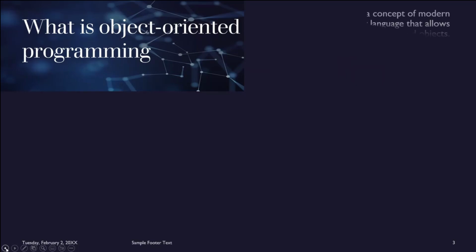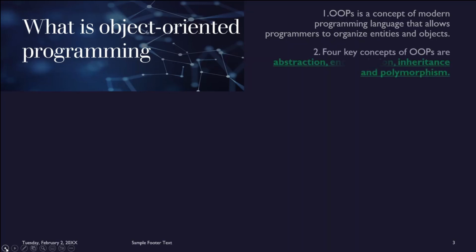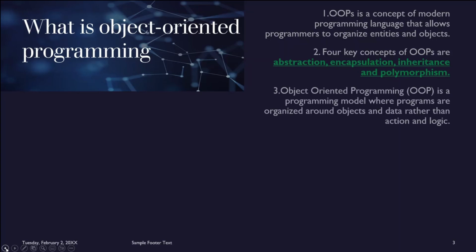Object-oriented programming. So OOP is a concept of modern programming language that allows programmers to organize entities and objects. So there are 4 key concepts of OOP. Those concepts are abstraction, encapsulation, inheritance, and polymorphism.